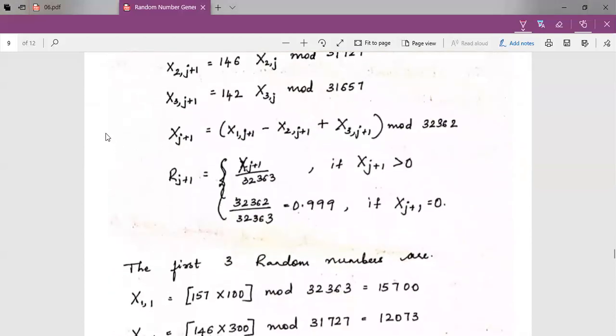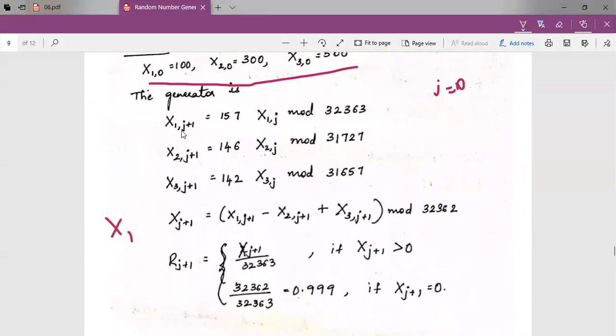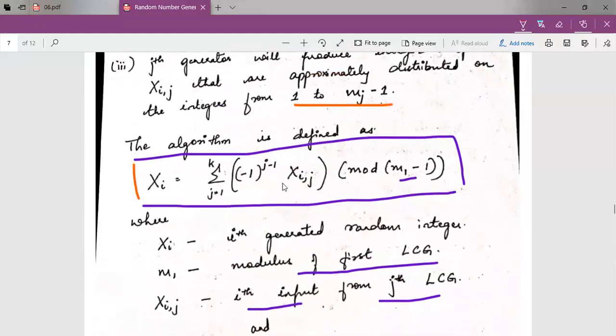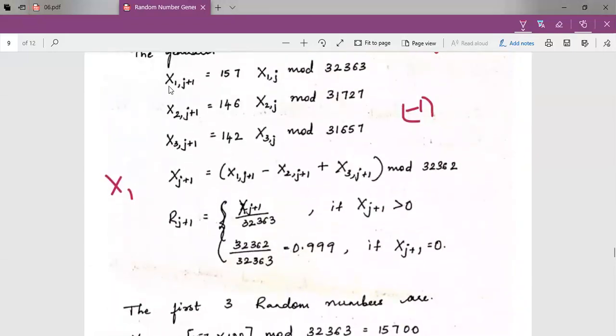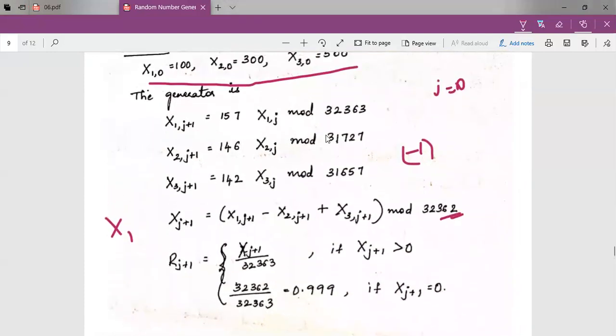Finally, when we are calculating X1, X2 and so on, this is the formula we'll be using. Initially, j will be 0. So X1 equals this value minus this, plus this. That is what the minus 1 to the power of j minus 1 is used for in your formula. If there is one more value, it will become minus that value. Then mod the modulus value of the first generator minus 1, that is 32363 minus 1, which is 32362.